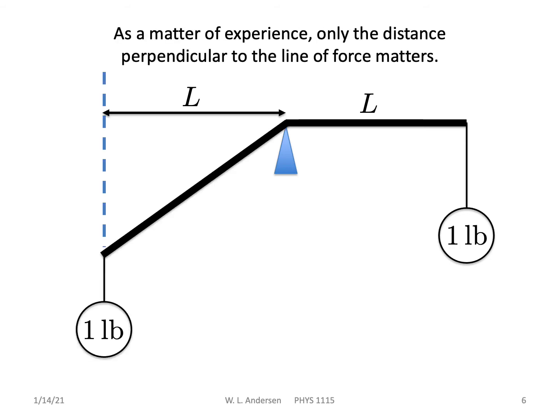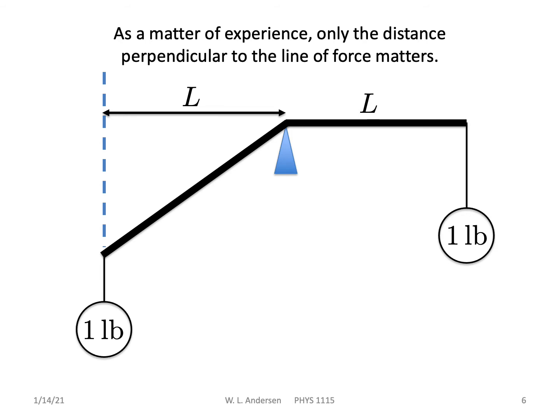It's worth mentioning at this point that there's an interesting fact about levers, and that is that only what you might call the perpendicular distance matters. In this situation here, even though it is not symmetrical, and one might imagine that you would not have equilibrium here, in fact, it is a matter of experience. As long as the solid black lever arm, that bent lever arm, is very, very lightweight in comparison to the two weights at the ends, you in fact have a balance in this case as well.